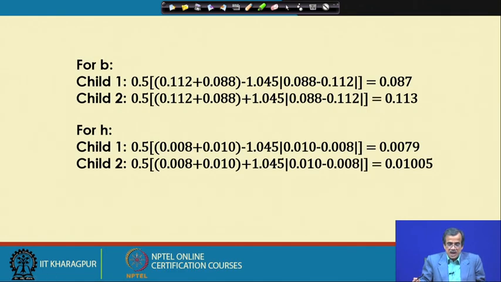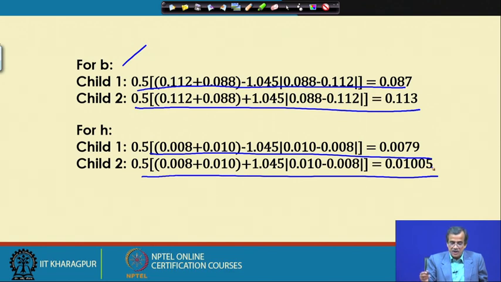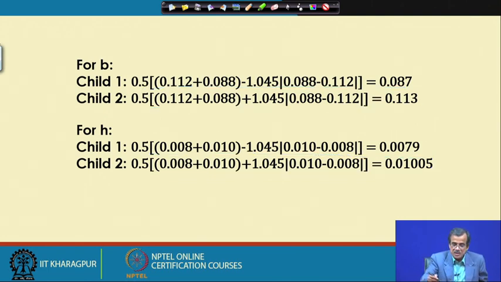Now, corresponding to this alpha equals 1.045, following the same principle, I can find out for b the child solution, child 1 and child 2. Similarly, corresponding to h, I can find out this is child 1 and this is child 2. So, I can find out both for b and h, child 1 and child 2 corresponding to this particular second solution. Thank you.